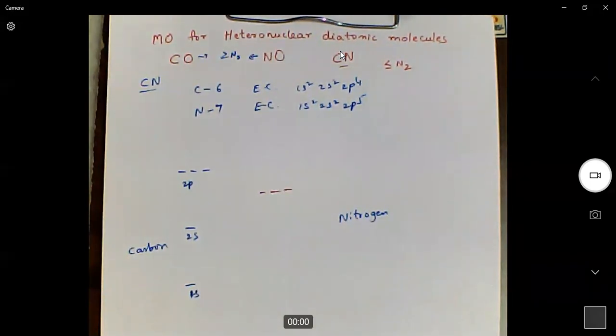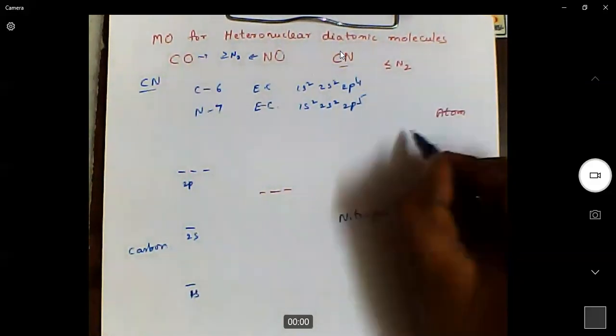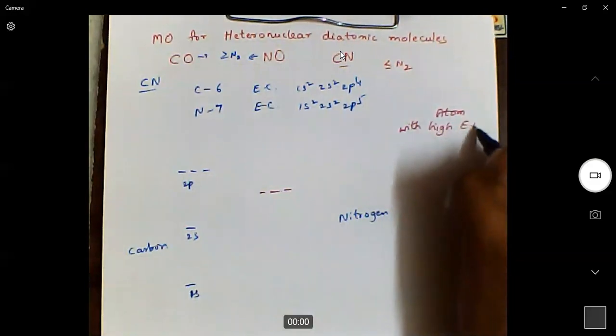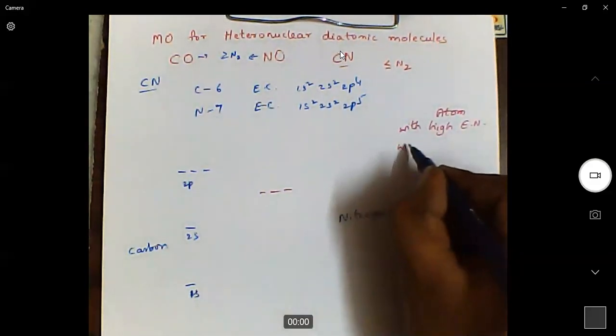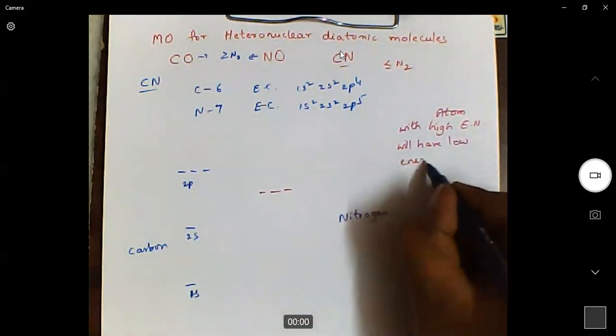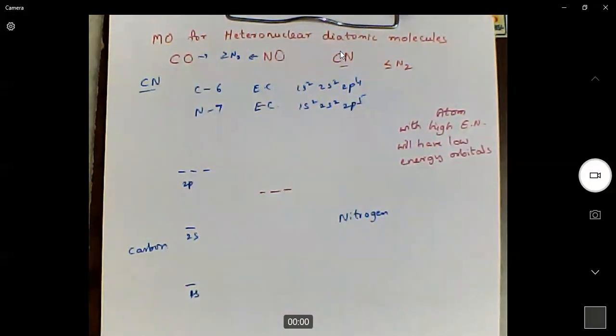Now, among the two atoms, the atom with more electronegativity will have lower energy. Atom with high electronegativity will have low energy orbitals.